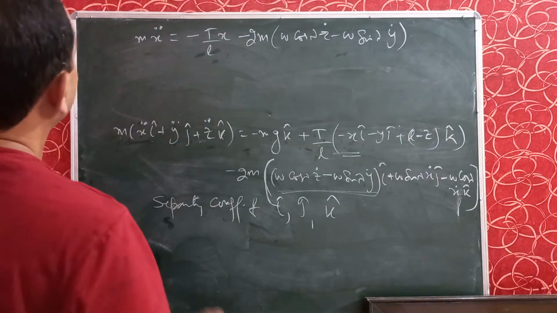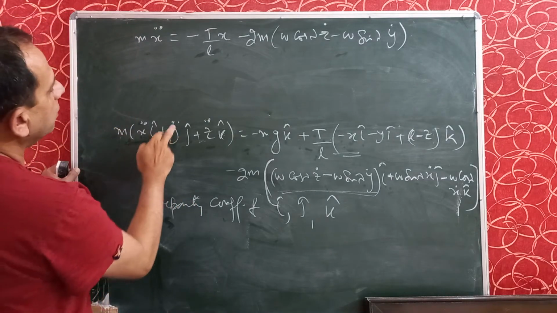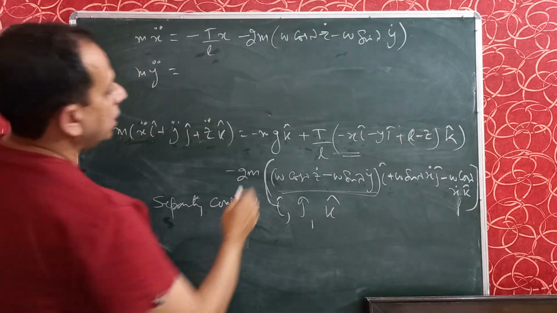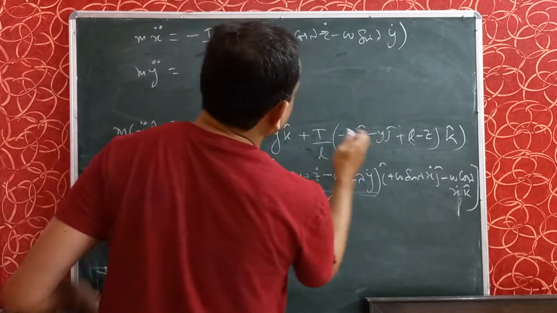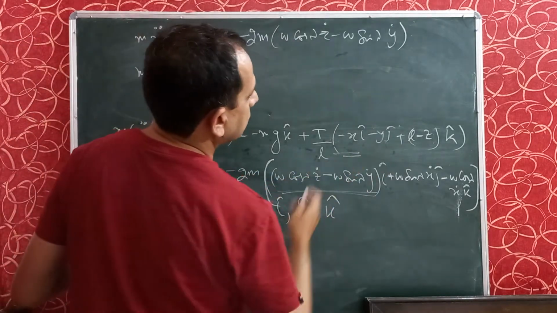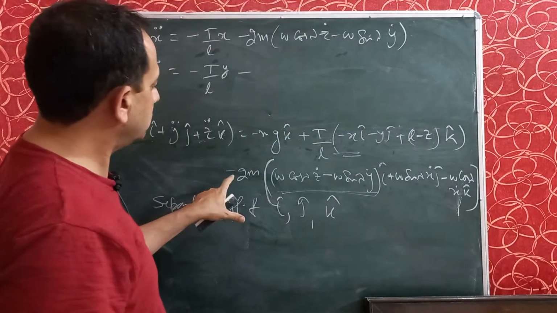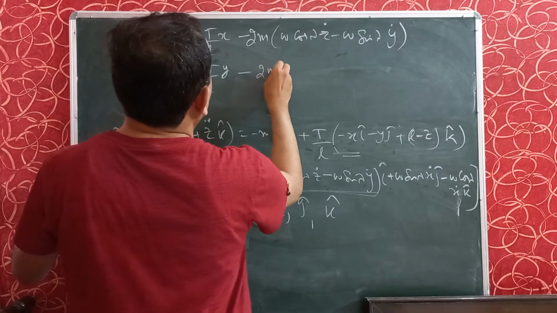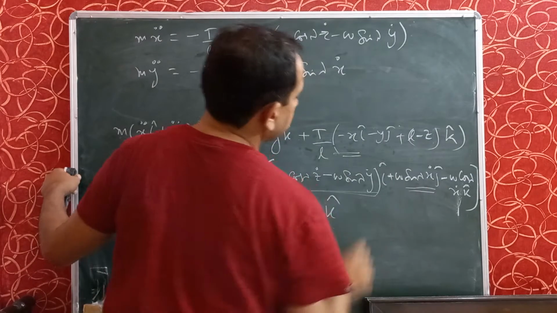Okay. Similarly, we will compare j components. On the left hand side, it will become m into y double dot j, and on the right hand side, minus T upon L into y. It is j, and here it is also j, and it is multiplied with 2m. So it will become minus 2m into omega sin lambda into x dot.